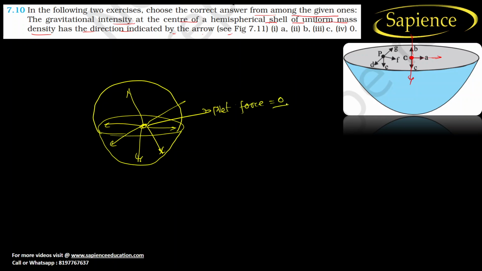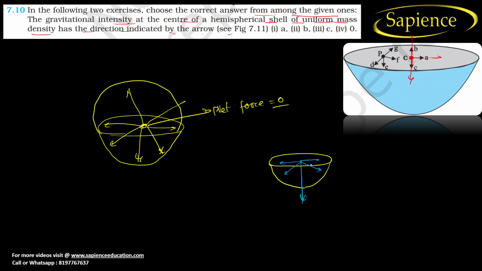But in this case, what happens here? There is no mass at the above. So the only mass is below, so we need to find the effect from below. Let us consider in this direction there is a force, in this direction there is a force, in this direction there is a force, in this direction there is a force. As all these are symmetric, the net force will act downward.